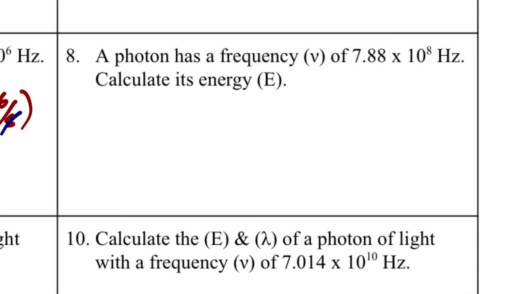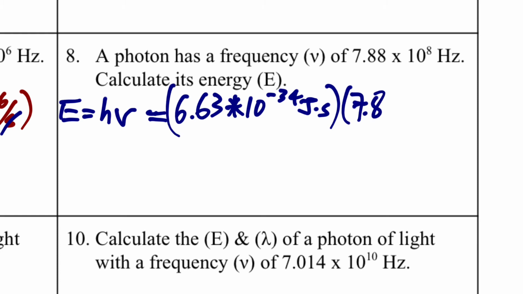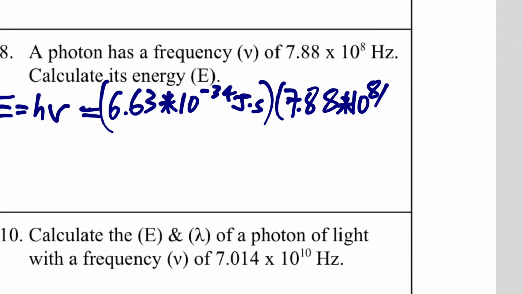Second part, it's going to be the same thing. In number 8, E equals h nu. And I'm going to just rewrite that. There we go. So you're going to still do the same thing, 6.63 times 10 to the -34th power joules second. Multiply that by the 7.88 times 10 to the 8th per second. This way you know that you can cancel out the seconds.